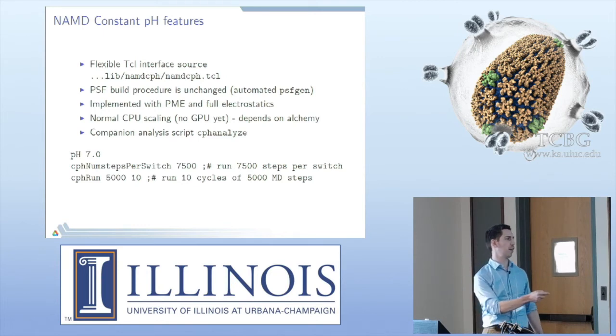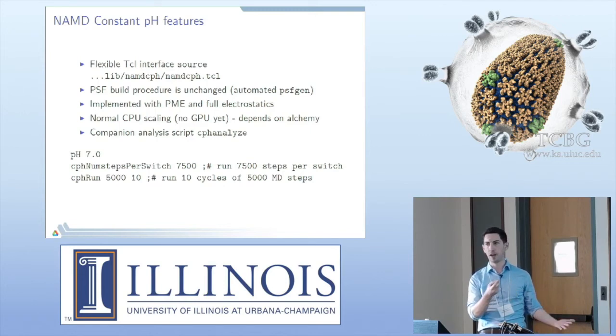This is just a sampling of the new keywords that you would have to use. Obviously, you have to designate a pH for your simulation. That's kind of non-negotiable. There's a command that permits you to set the length, so I need to have two numbers. I need the number of steps I'm going to run for normal MD, and then the number of steps I'm going to run for these switch trajectories. This is set as a keyword, so you can set that value globally.